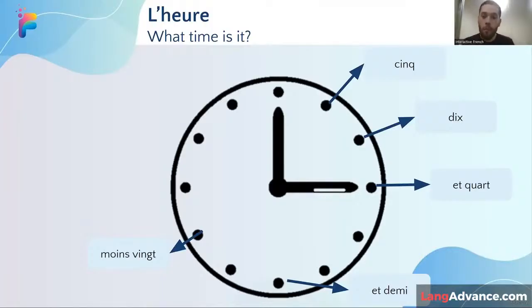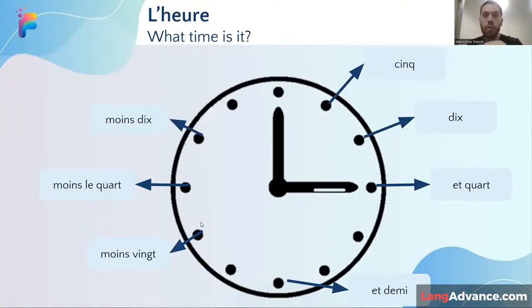So we have it with moins 20, we also have it with moins le quart. So moins le quart, here we're talking about quarter to, minus quarter of an hour. So if it's 1:45, you could say il est 2h moins le quart. If it's 2:45, you would say il est 3h moins le quart. If it's 3:45, you can say il est 4h moins le quart, and so on and so forth. If you pay attention, it's the same word, quart, from the one we had in et quart, quarter.